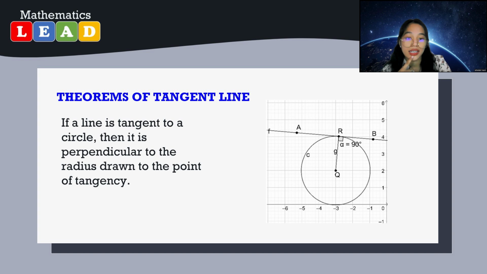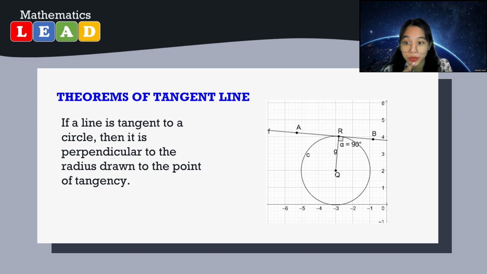But let's go to the theorems of tangent line. We know that if a line is tangent to a circle, then it is perpendicular to the radius drawn to the point of tangency. When we say perpendicular, again, perpendicular lines meet or intersect at right angles. So look here. This line AB is tangent to circle Q, right? It is tangent to it.